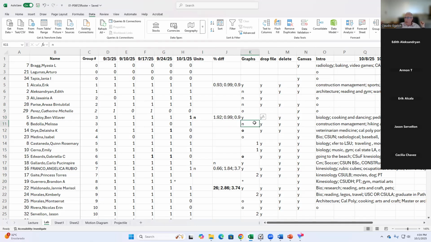Let's go, Melissa. Did you plot out the three graphs, Melissa? Looks like Melissa is not in front of the computer. Okay, let's go to the next one. Let's see, Delisha is here.